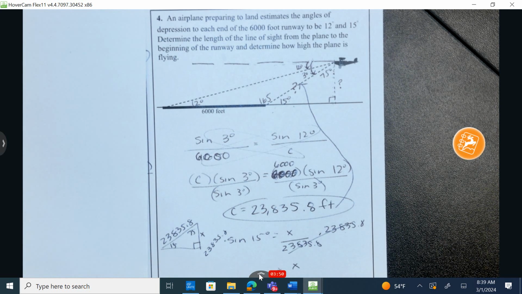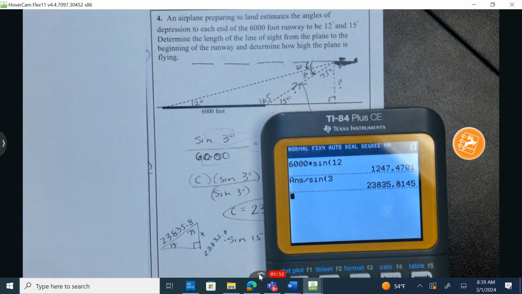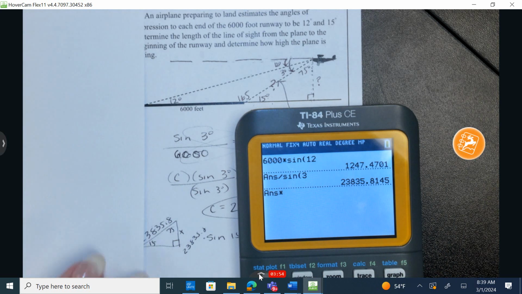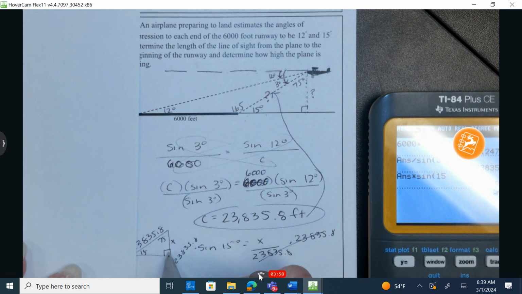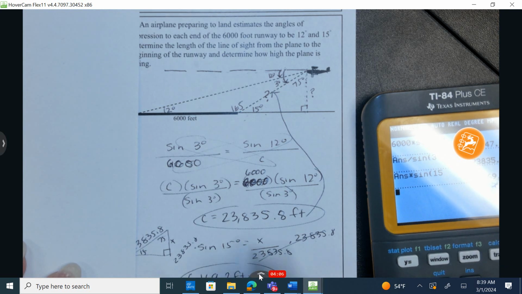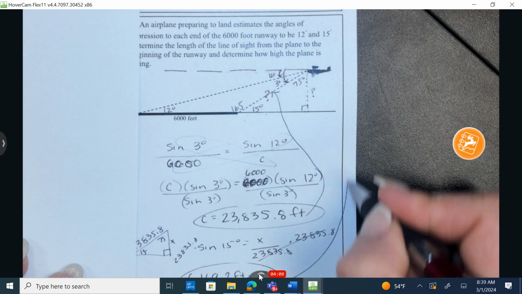Okay, here we go. So I have that amount, and I'm going to take it times the sine of 15 degrees, and I end up with a length here. The height at this position above the ground would be 6,169.2 feet above the ground, rounded. And this would be the distance here.